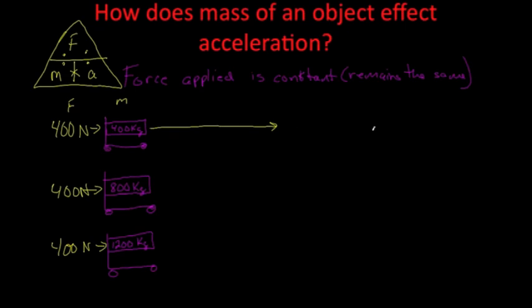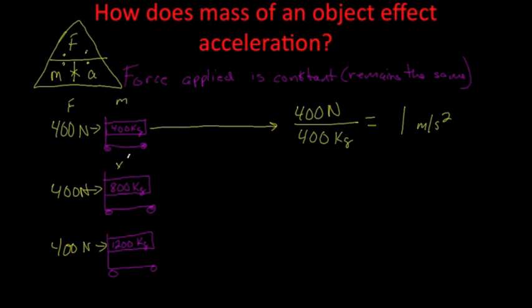All right? So, if we calculate that out, we have 400 newtons of force divided by 400 kilograms. Okay? You get an acceleration of 1 meter per second squared.